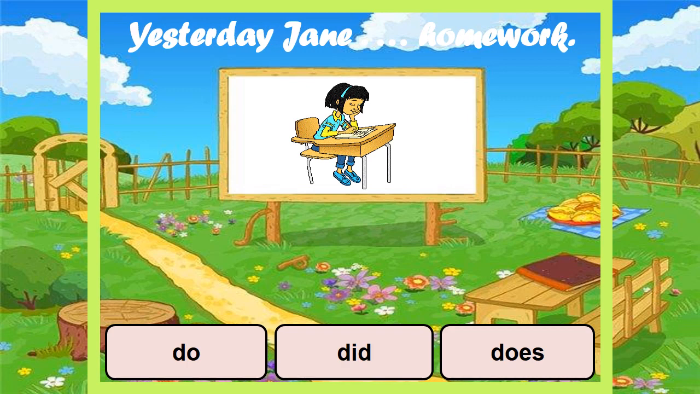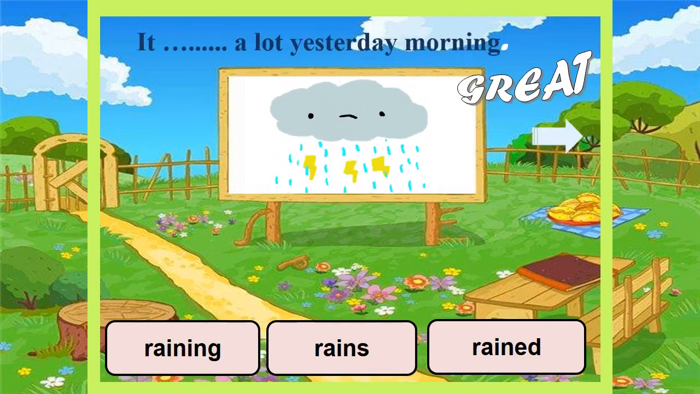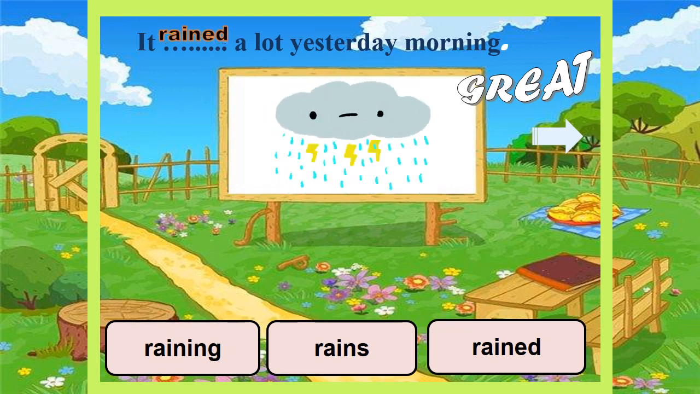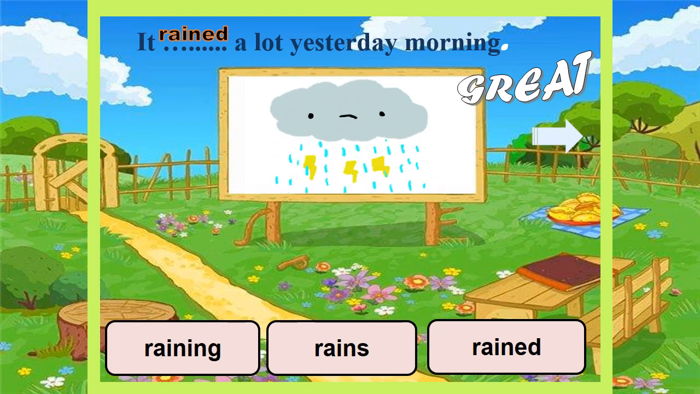What's the answer here? The answer is, yesterday Chen did homework. Next, what do you choose? The answer is, it rained yesterday morning. Good.